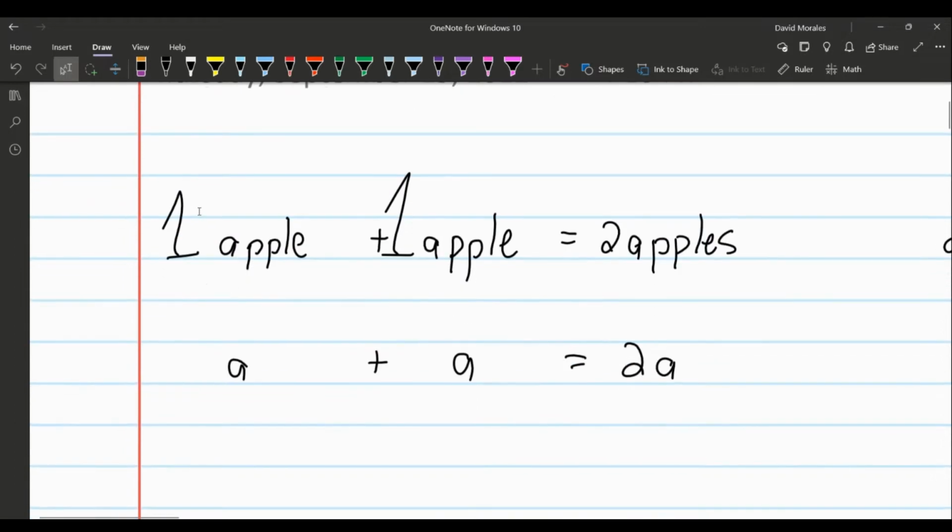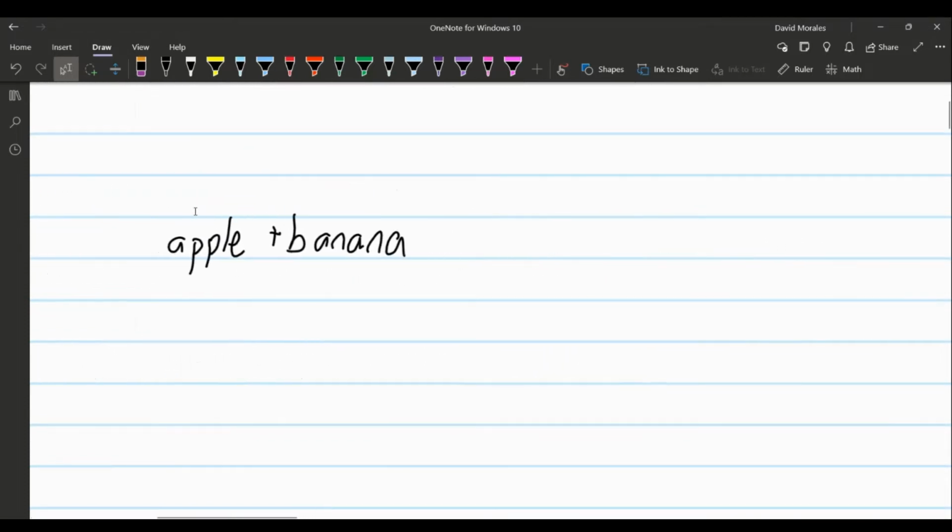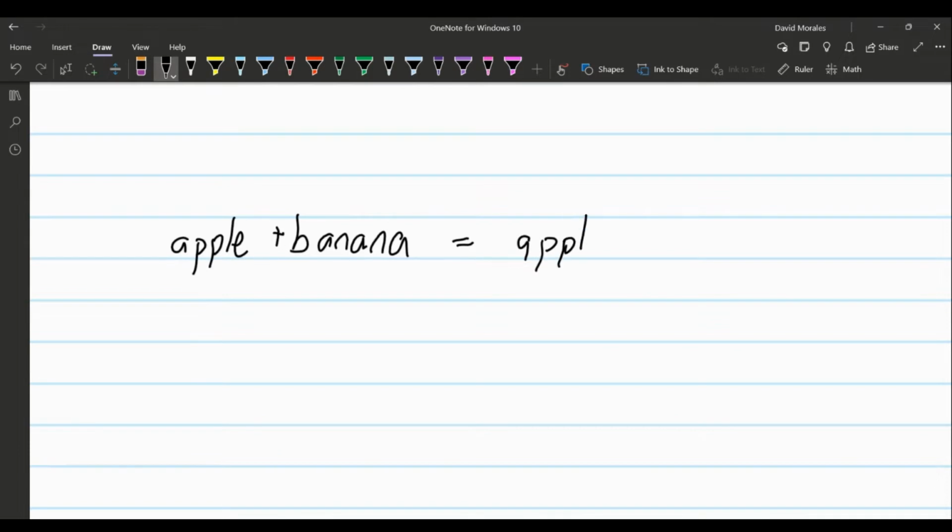So that's what like terms are. Like terms is combining things that are alike. Well, what happens when we try to combine things that are not alike? So if I had an apple and I add a banana, then I will have an apple plus a banana. I can't put them together. I just put them next to each other. So that's the same as A plus B, right? A plus B. Can't go any further.